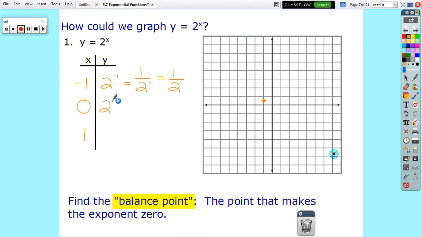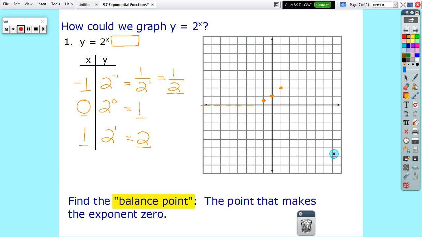Second time around, we're going to use 0 as our input. And anything to the 0 power is always 1. So the ordered pair that we're going to work with is 0, 1. And then the last one that we're going to use is 2 to the first power. Anything to the first power is always itself. So the ordered pair we're going to work with is 1, 2.